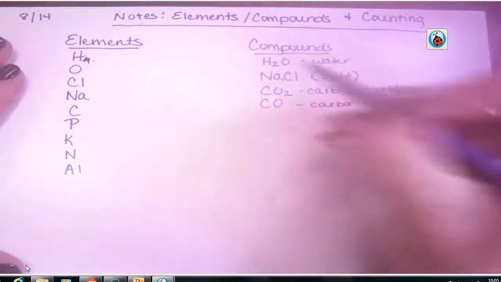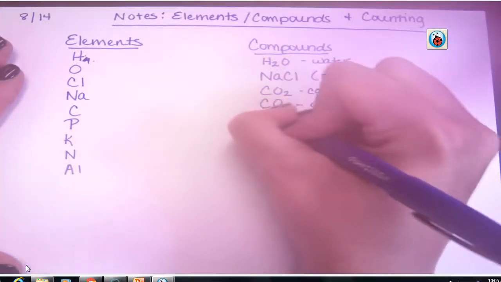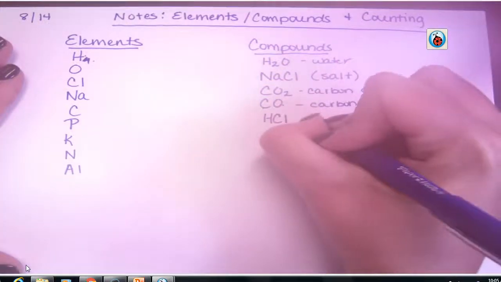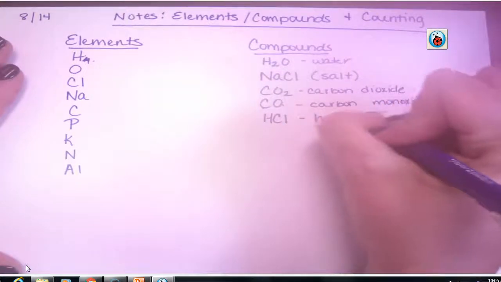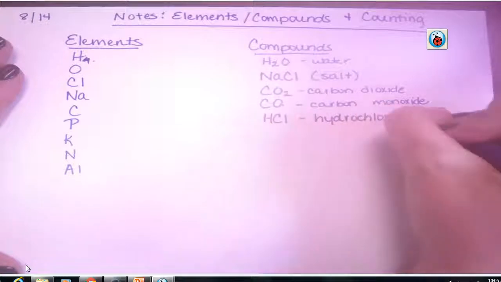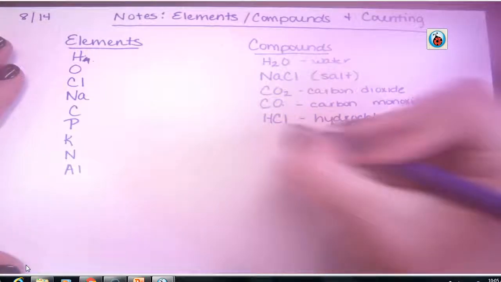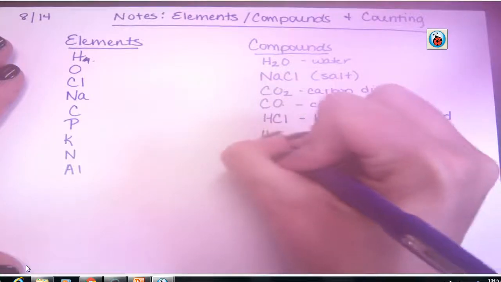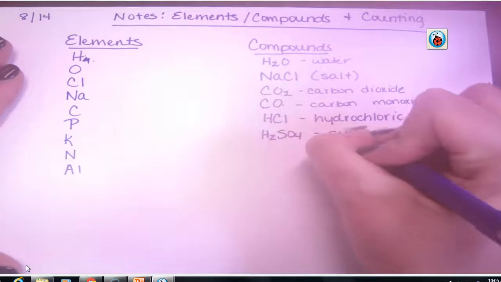Okay, so notice that you have 1, 2 together. That's a compound. Some that you were supposed to learn in 8th grade and be familiar with: HCl is hydrochloric acid. H2SO4 is sulfuric acid.